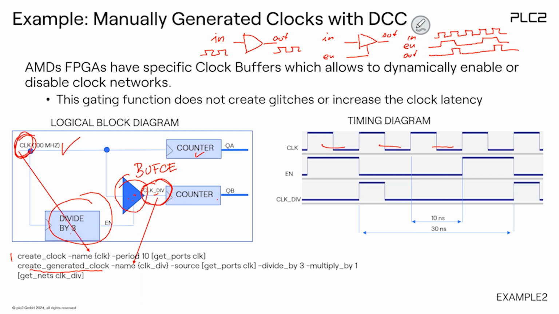And this source is divided by 3 and multiplied by 1. I don't have to specify the multiplication by 1, but I did it. And what is the name of the net I would like to constrain this way? Well, it's the net clock diff. Okay, so now during analysis, this counter will be constrained to run with 100 megahertz. This counter will have very relaxed constraints because it only runs with 33.